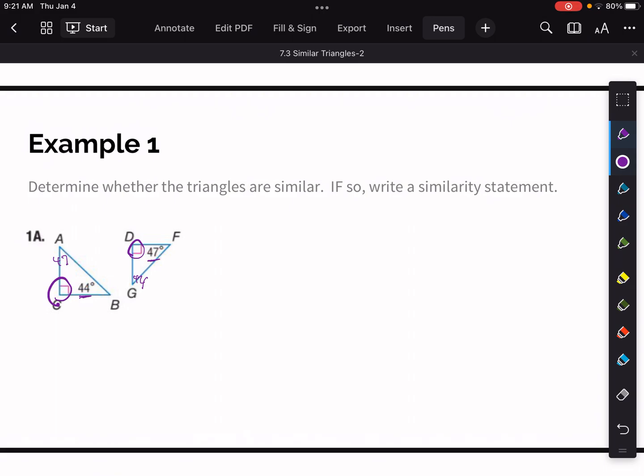But remember that in a triangle, they have to add up to 180 degrees, right? So let's see what this would be. If we have 90 here plus 47, we add those together and we get 137. If I subtract 137 degrees from 180, then I see that I would have 43 degrees left. So this would have to be 43 degrees, okay? And since that's 43 degrees, nothing matches this 44 here. So at that point, since there are no two angles that are the same, these are not similar. So you would say no, because no two angles are the same.